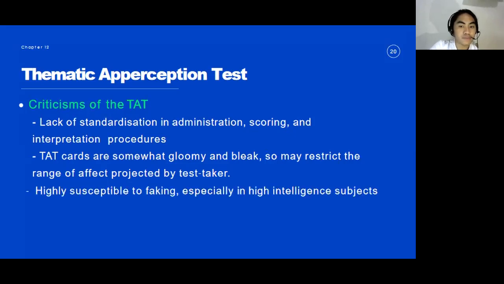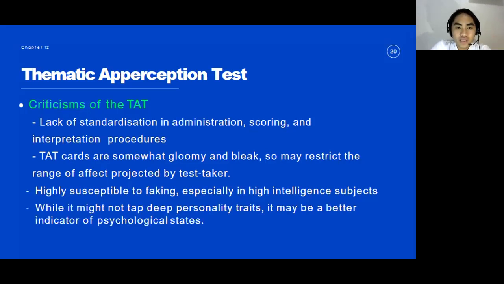It is also highly susceptible to faking, like the Rorschach, especially in high intelligence subjects. So if you murder your partner and you want to get off with a psychiatric defense, and you can find a psychiatrist that is using the TAT, you can probably play crazy pretty well. That's why we have other tests like the MMPI to really try to control for that. While it might not tap deep personality traits, it has been argued that it might be a better indicator of psychological states.